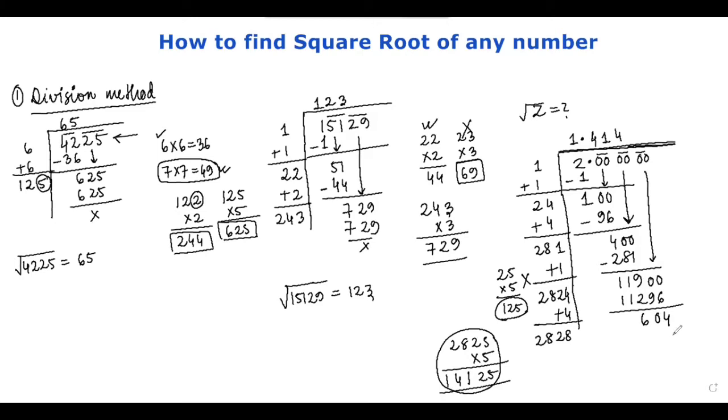Okay, so this process will continue, as we know that root 2 is an irrational number. Okay, and what is the definition of an irrational number? It is a non-terminating and non-repeating decimal expansion. Okay, so this is more or less the method of finding a square root with the division method.